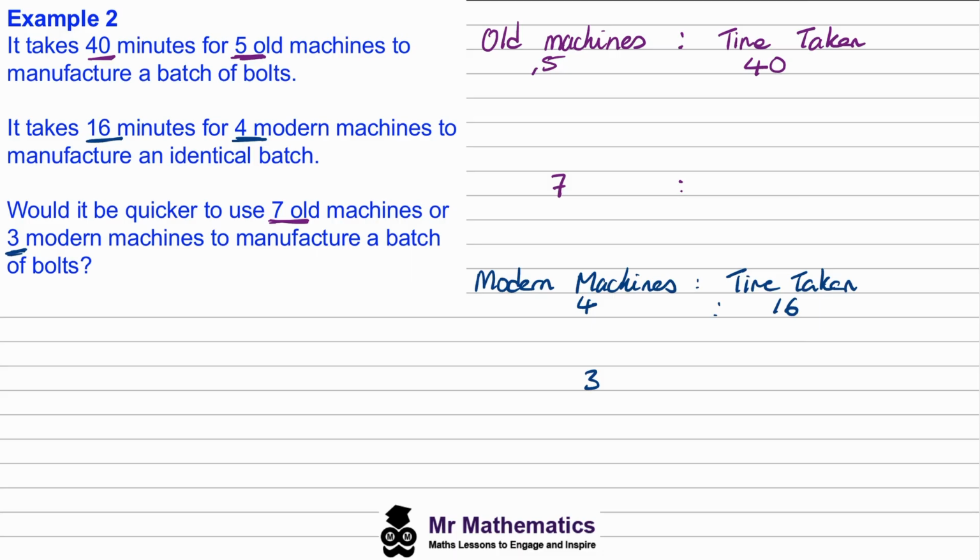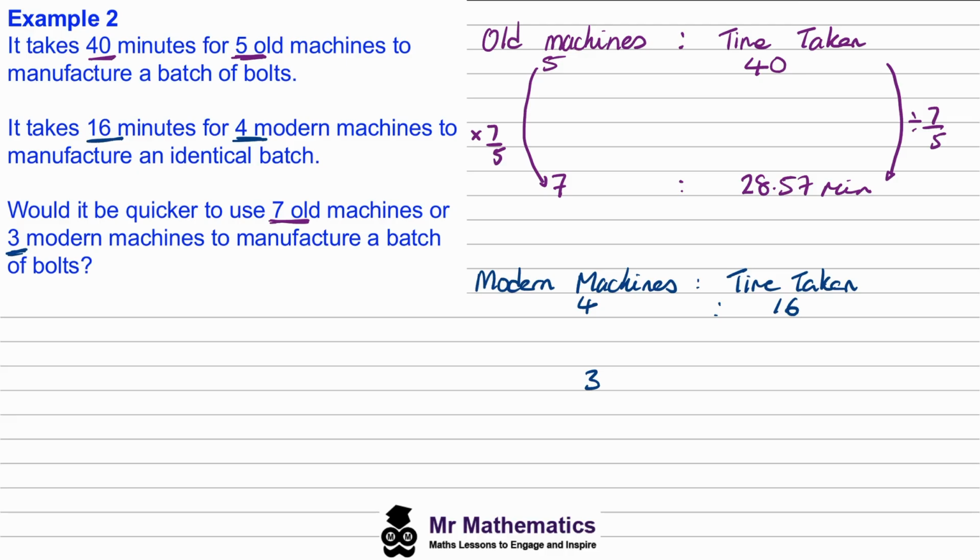So for the old machines, we need to go from 5 to 7. So we'll multiply it by 7/5. And then for the other side, on time taken, we need to do the inverse of multiplying by 7/5. So we'll divide by 7/5. And we can work this out on our calculators, and we get 28.57 minutes.